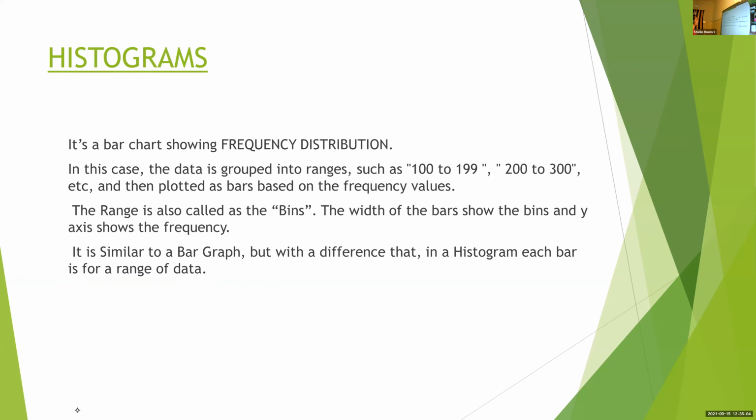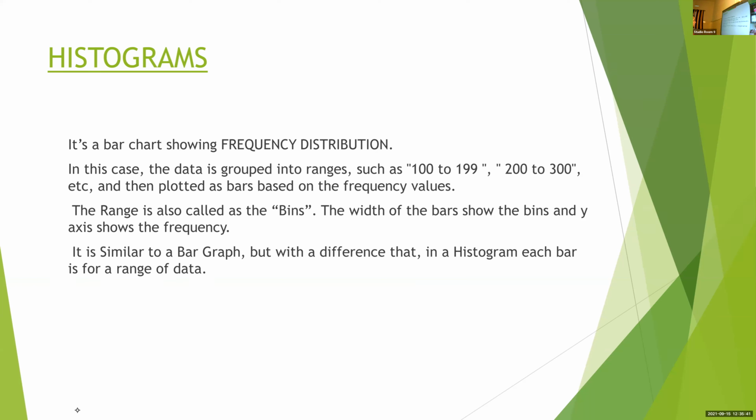That is a bar chart showing frequency distribution. In this case, the data is grouped into ranges. That is, if we want to draw a graph based on the range, 100 to 199 is the first x-axis value. Then 200 to 300 is the second x-axis value, just like that. If you want to plot a graph based on a range of values, then we use this histogram.